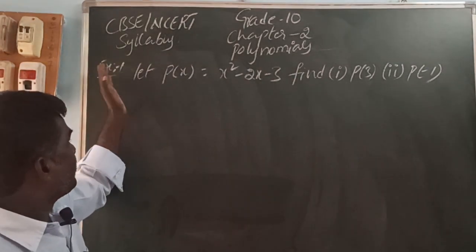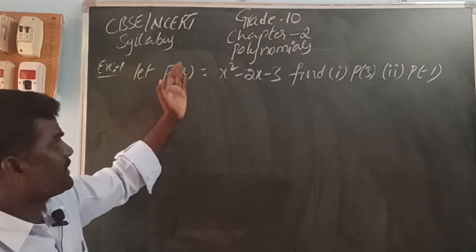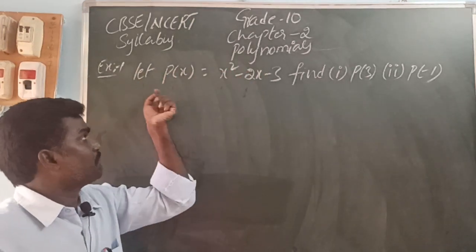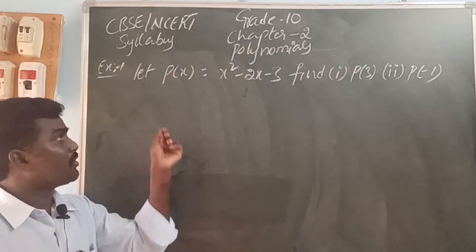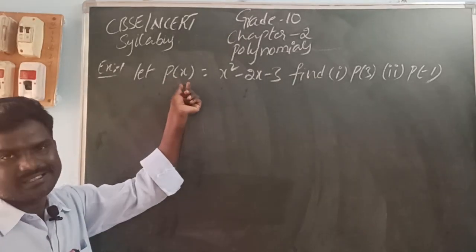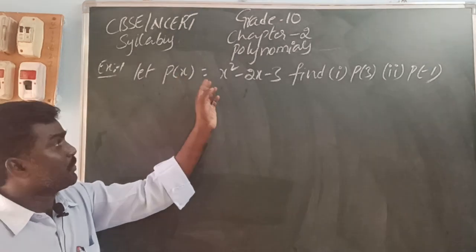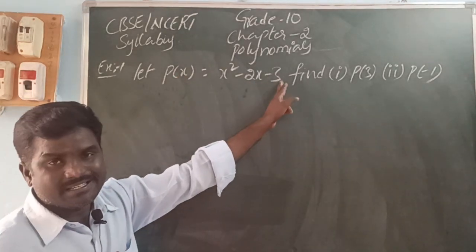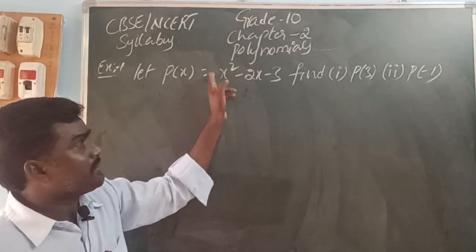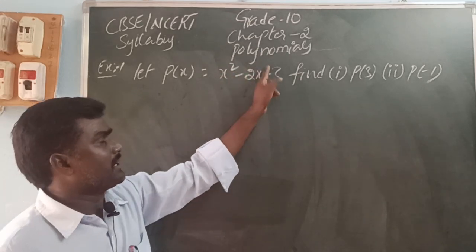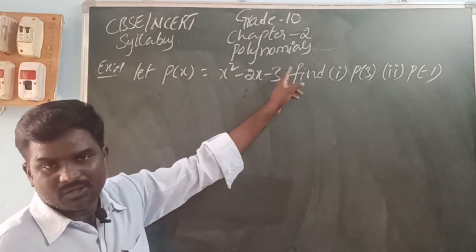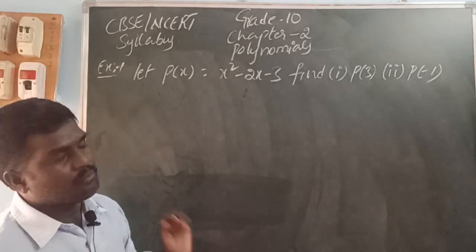Example 1. Let p of x is equal to x square minus 2x minus 3. P of x means what? Polynomial with variable x. So here x square minus 2x minus 3 is a polynomial. Its first term's degree is 2, next term's degree is 1, next term's degree is 0. So here it is a polynomial.